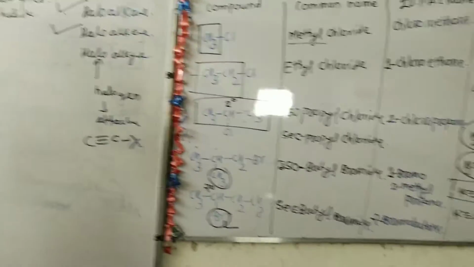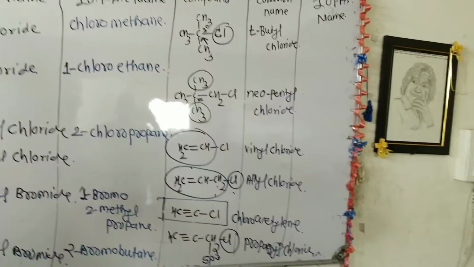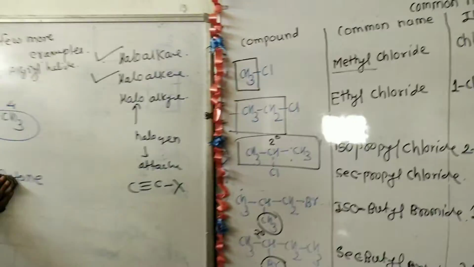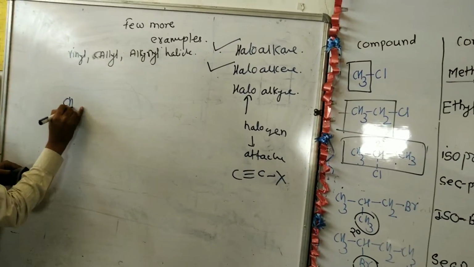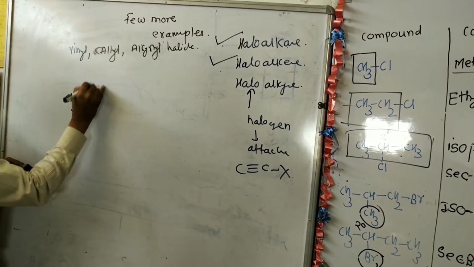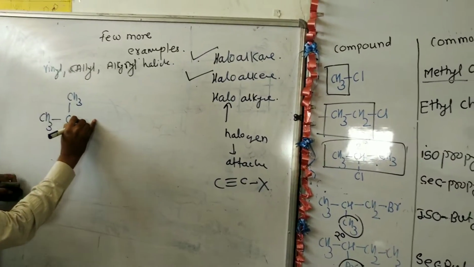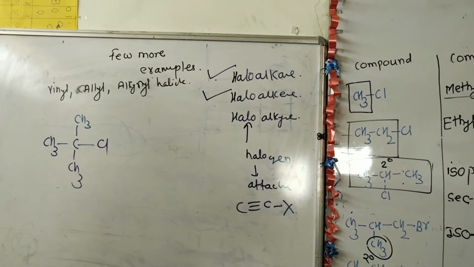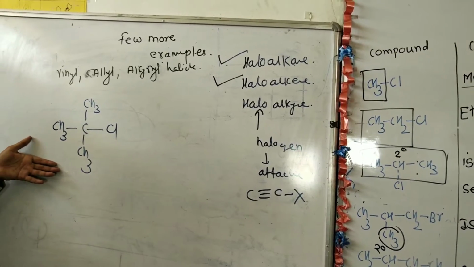Take the next example, that is tertiary butyl chloride. CH3, C, CH3, CH3, and here Cl. Tertiary butyl chloride. How to name it in IUPAC?